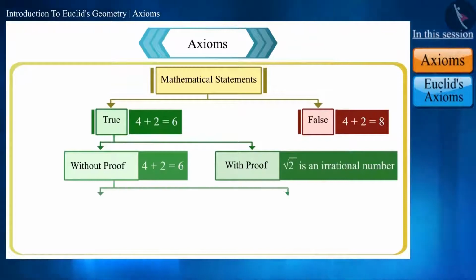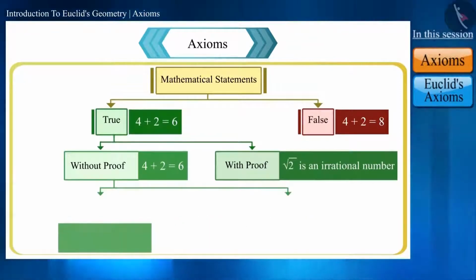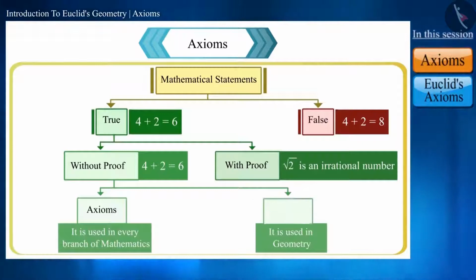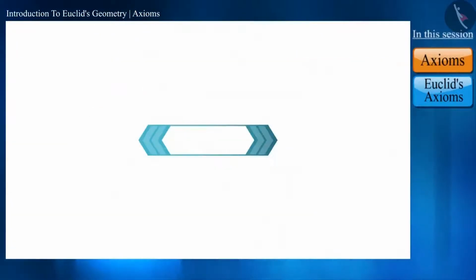And it also has two classes. First, which is used everywhere or generally in every branch of mathematics. It is called axioms. And the second, which is particularly related to geometry, is called postulates. We will discuss the postulates in detail in an upcoming video. Here, we will look at some of the axioms given by Euclid.